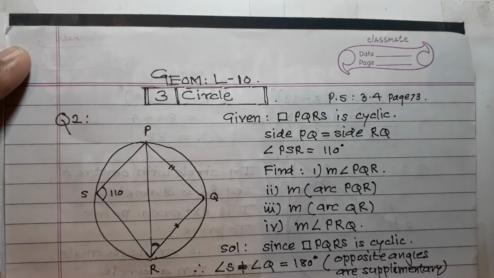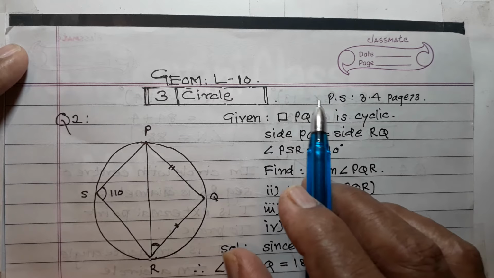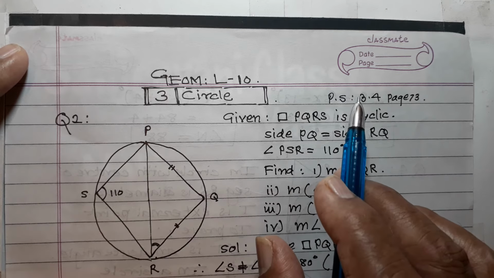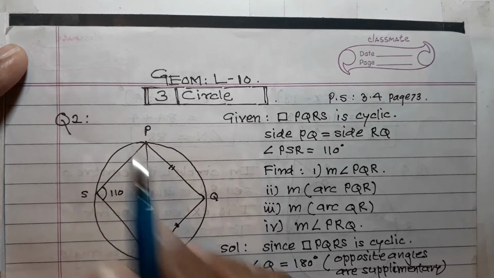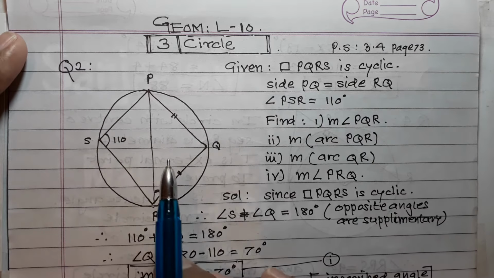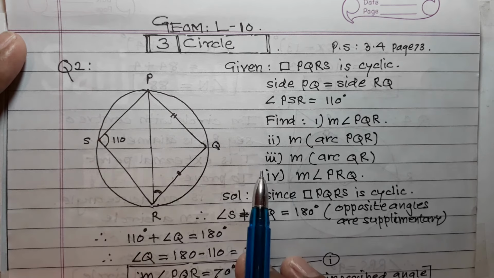In this lecture, I am going to explain some more examples from practice sheet 3.4, page 73. Question number 2. Now, try to understand this question. This is a slightly lengthy question.